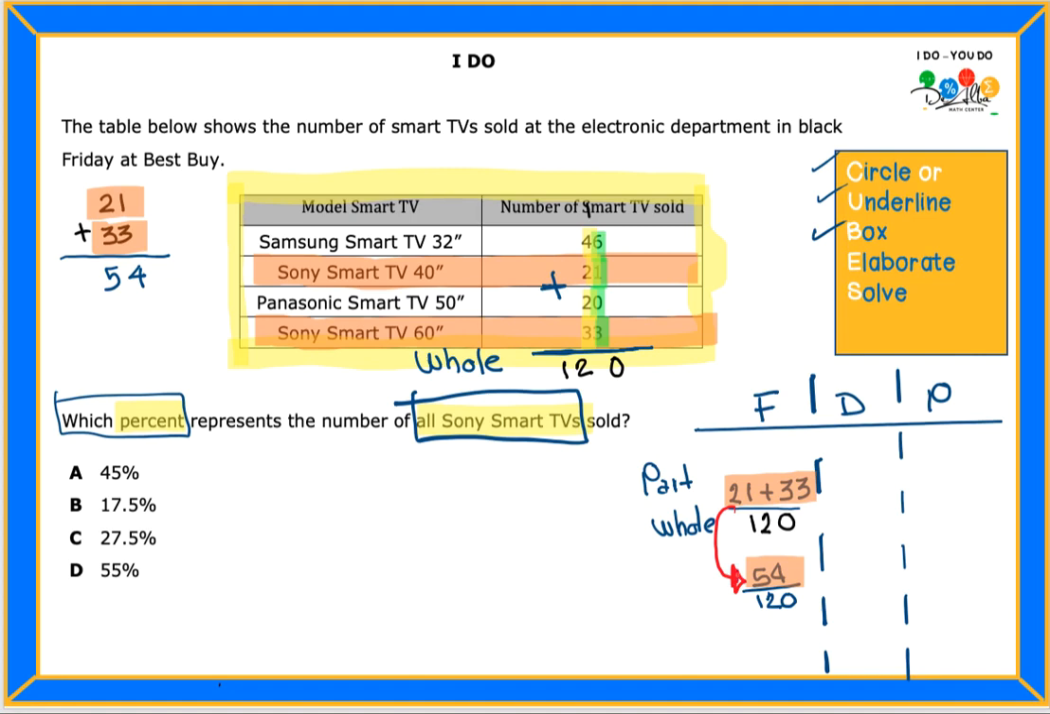Can we simplify this fraction? Absolutely. On the side, that's what I'm going to do. I'm going to write here, simplify the fraction. I'm going to bring my fraction, and it is 54 over 120. I'm going to start dividing by 2 because 2 is a very friendly number.